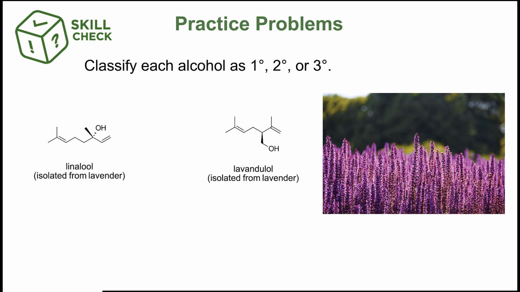So you can take a look at this practice problem for these 2 compounds. This is linalool and lavandulol, which are both isolated from lavender. So for linalool, we have this COH right here, and I count 1, 2, 3 carbons. So this is the tertiary alcohol. This one right here is only connected to one other carbon, so this is a primary alcohol.